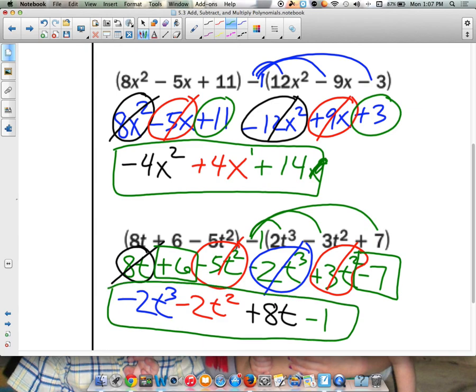Again, if you look at the variables, the exponents should go down in decreasing order from largest to smallest. 3, 2, 1. And then that constant would be x to the 0, or t to the 0 power.